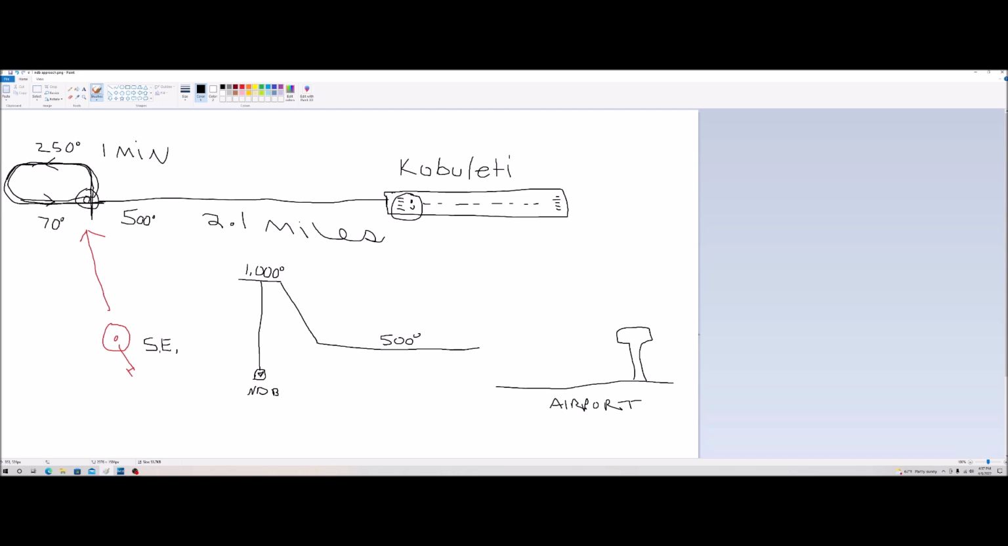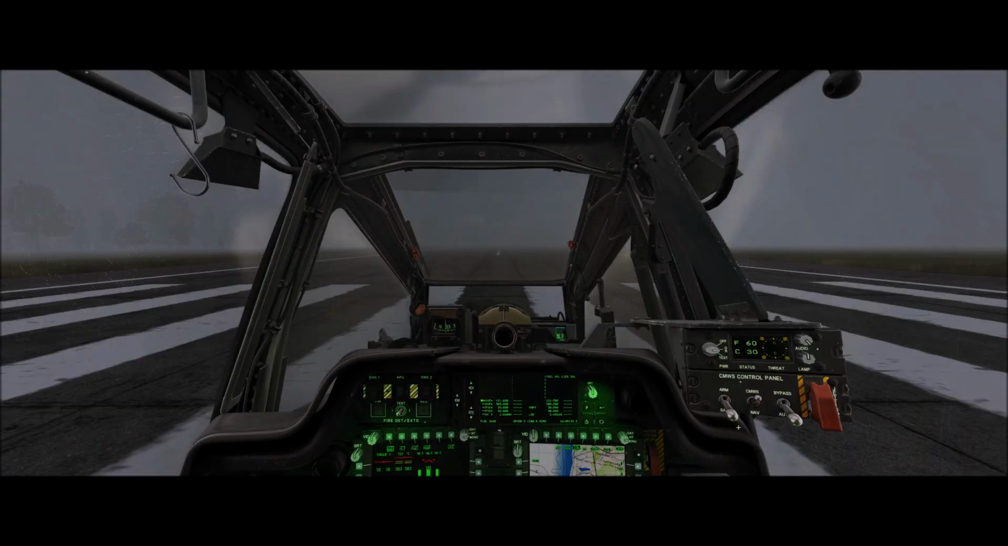Cross over the NDB, start our descent down to 500 feet. We'll fly at 500 feet until we reach the runway threshold, and we'll land on the numbers. Okay, back in the aircraft.